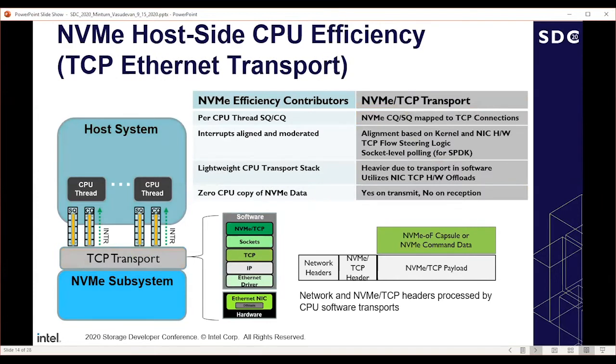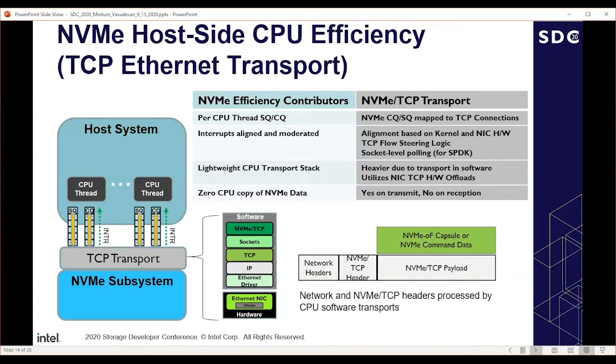So if you look at TCP, the NVMe over Fabrics TCP transport definition has the submission queue and completion queue mapped one-to-one to TCP connections. So that gives you your alignment. The interrupts are based on kernel and NIC hardware flow steering logic. So typically when something is sent out on a specific TCP connection, in this case out of the submission queue that's mapped, it'll come back on the completion queue on that same TCP connection, and it'll end up on the same CPU thread.